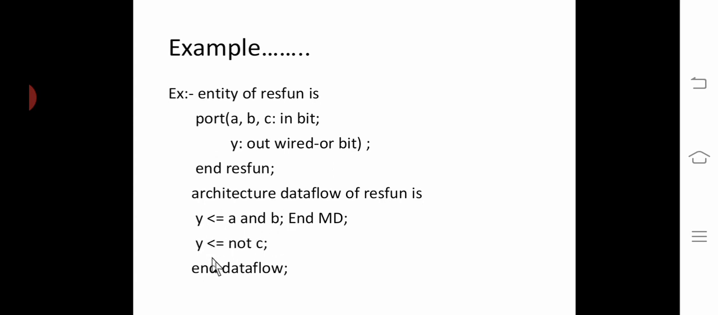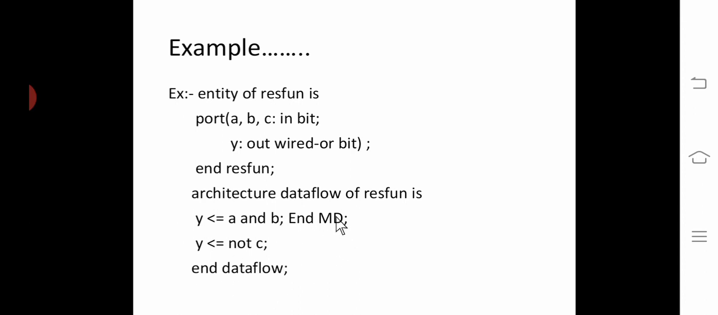Next, let us move towards the architecture part. How do I have to write the architecture part here? Architecture, data flow, and next what happens? Name of the entity. Okay, and here y is equal to a and b, and y is equal to not of c. End data flow I have to write.